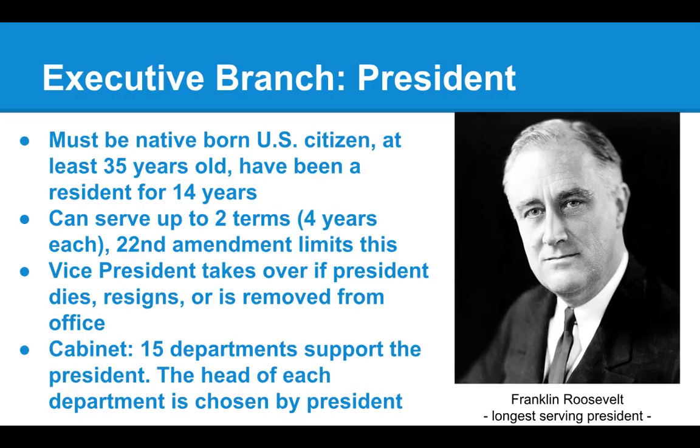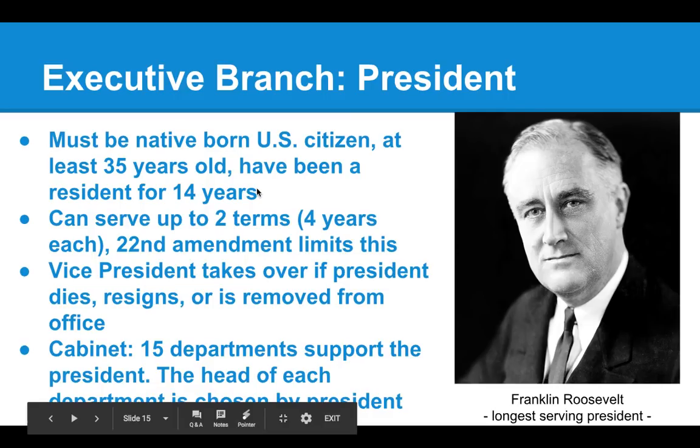You also have to at least be 35 years old. They want you to have some age on you, hopefully have some more knowledge. And you have to have been a resident for 14 years. What that means is, you could have been born in the U.S., but you moved away young and didn't really grow up here. So that's what the whole resident for 14 years is about. They want to make sure you've actually lived here for some time.